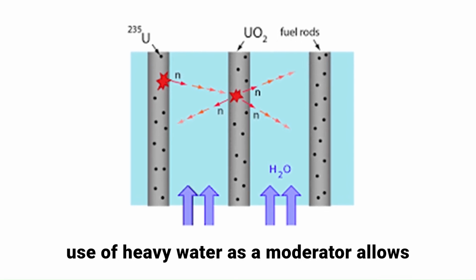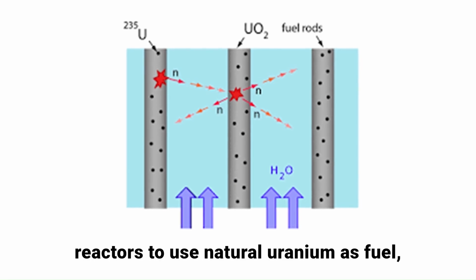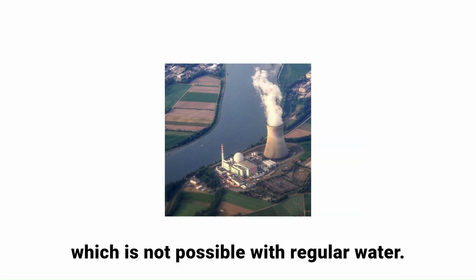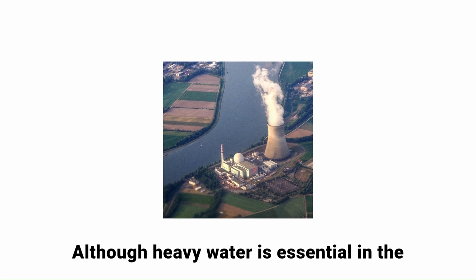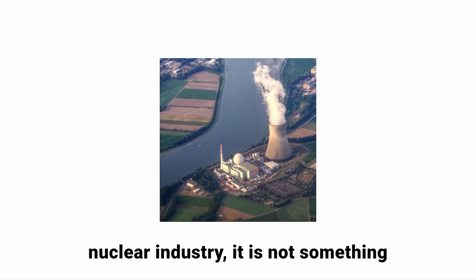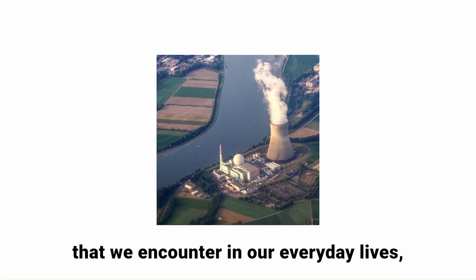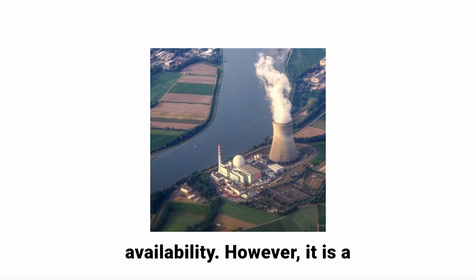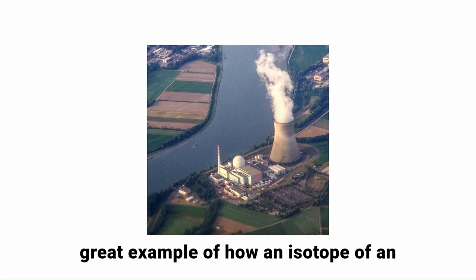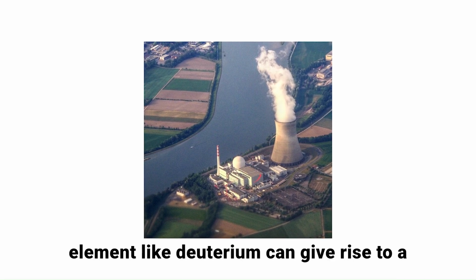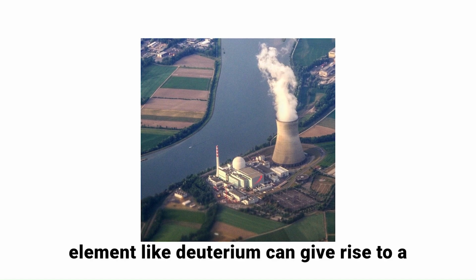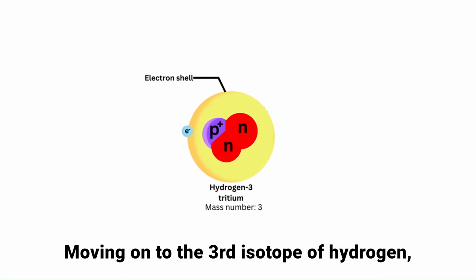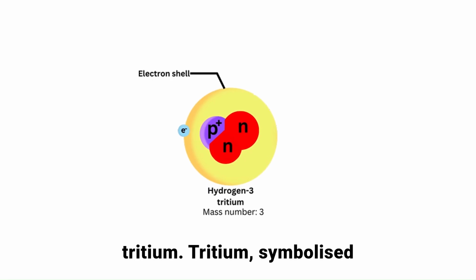The use of heavy water as a moderator allows reactors to use natural uranium as fuel, which is not possible with regular water. Although heavy water is essential in the nuclear industry, it's not something that we encounter in our everyday lives, largely due to its cost and limited availability. However, it's a great example of how an isotope of an element, like deuterium, can give rise to a compound with unique properties. Moving on to the third isotope of hydrogen, tritium.